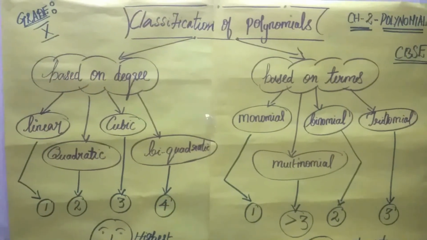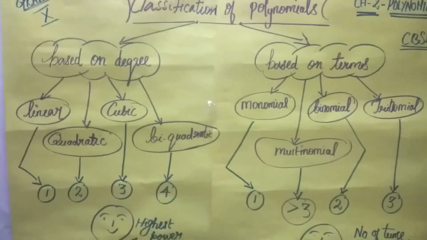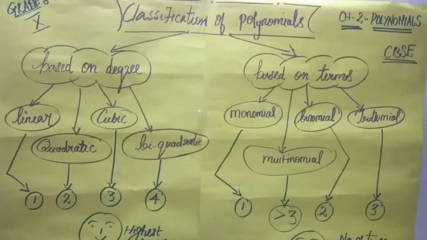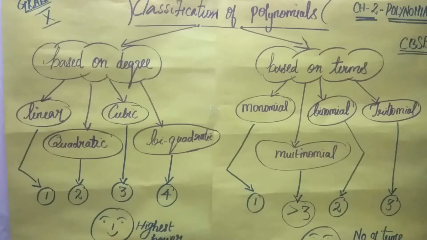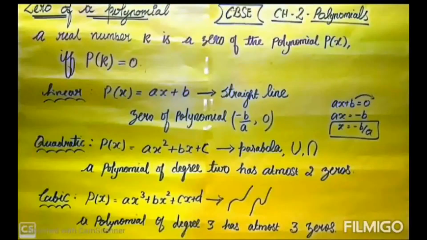Now let's see, in this chapter on polynomials, first, the zero of a polynomial. It is defined that a real number k is a zero of the polynomial p of x if and only if p of k equals 0.